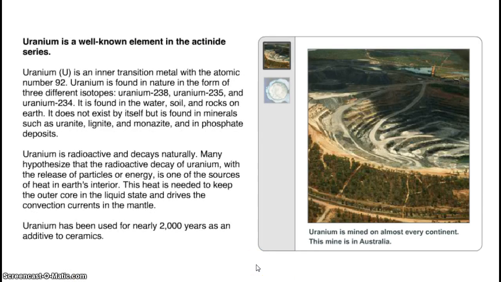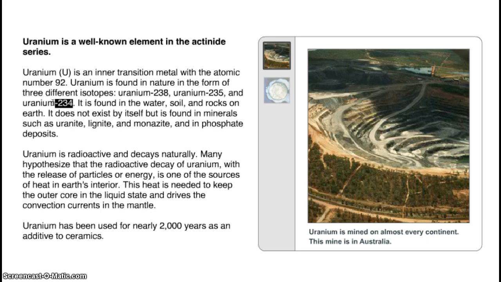Uranium is a well-known element in the actinide series. Uranium, U, is an inner transition metal with the atomic number 92. Uranium is found in nature in the form of 3 different isotopes: uranium-238, uranium-235, and uranium-234. So isotopes means that they have more or less what? Neutrons, and that makes them heavier or lighter based on how many neutrons they have.